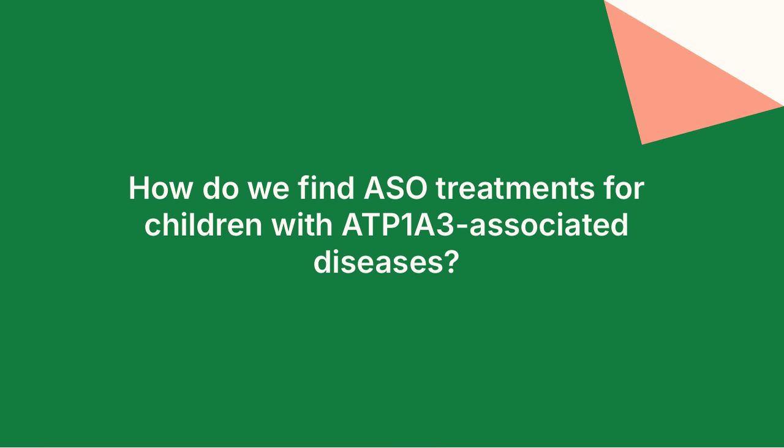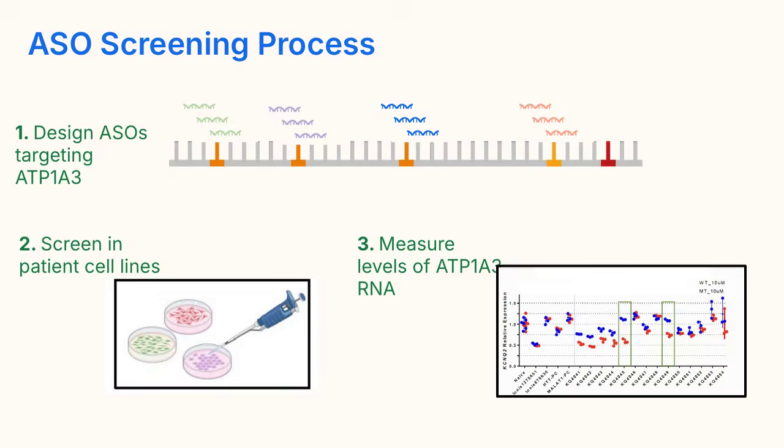So how do we find ASO treatments for children with ATP1A3-associated diseases? Well, first, we have a screening process. And the screening process might look like this. Shown here is a segment of the genome, say, overlapping ATP1A3. And shown in the colors, those colored little spikes are different mutations in ATP1A3, some of which may be causing disease. Those mutations become little molecular handles that we use to put ASOs over so that the ASO is binding to the gene at the site of the mutation.